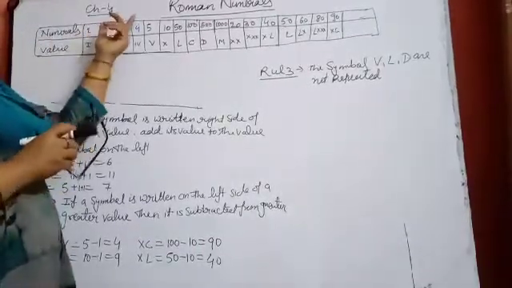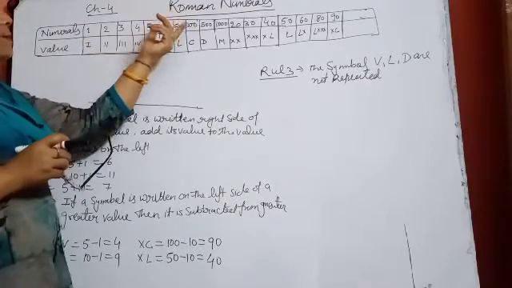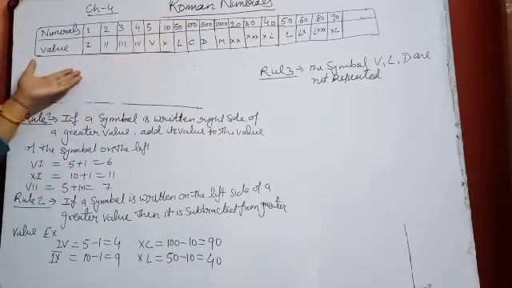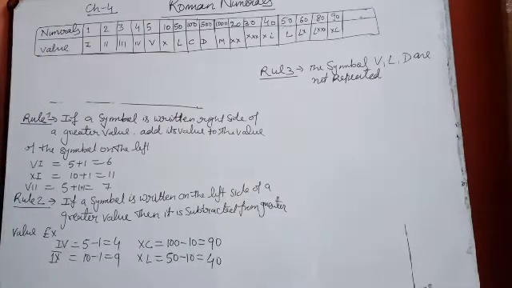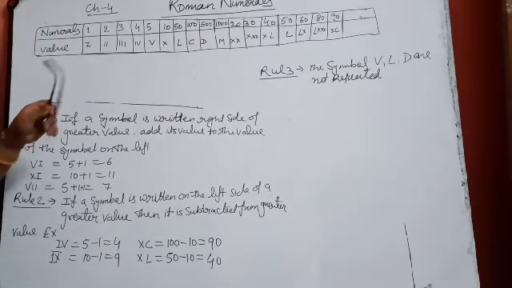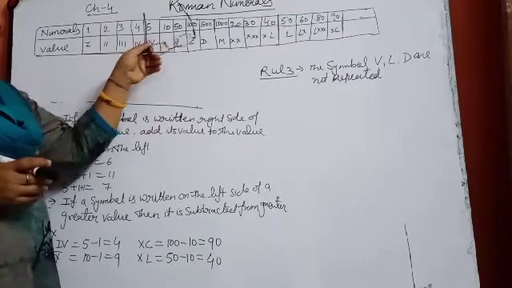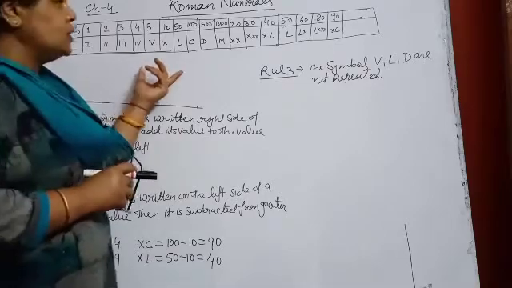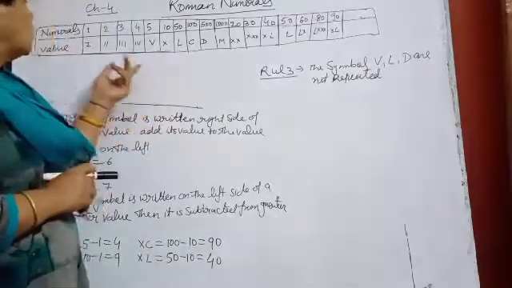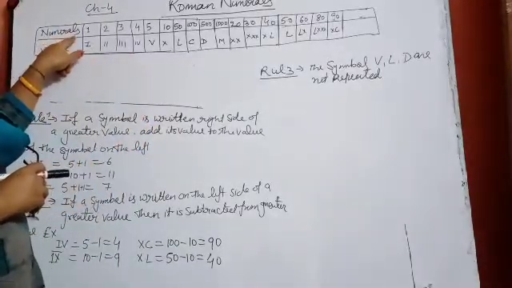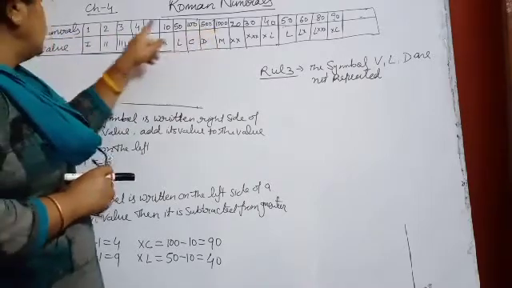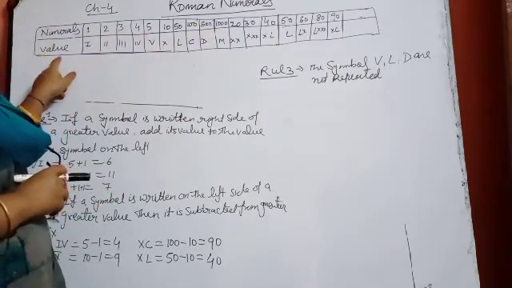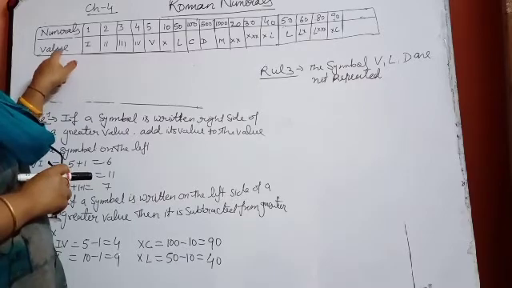Till chapter number 3 we have completed in the previous class. Today onwards we are going to start the next chapter, that is Roman numerals. And Roman numerals, what is that? You have learned this chapter in class 4th also. Numerals means the numerical values and what signs we are using in Roman.